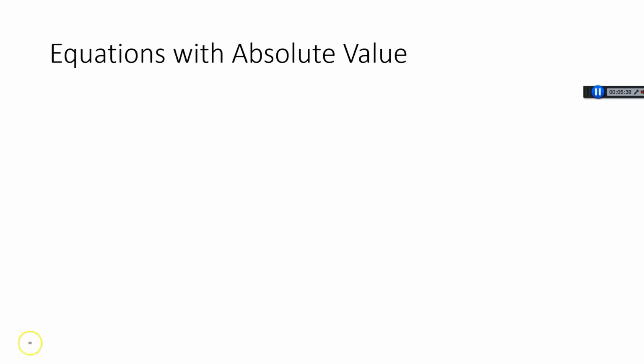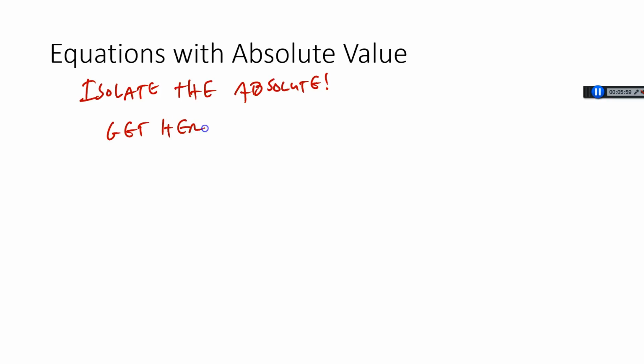All right. Let's try something a little bit more complicated. So equations with absolute value. So the key to this is what I'm going to call isolate the absolute value. So what I mean by that is the way that you solve an absolute value equation is you need to get to the point where you have absolute value of ax plus b is equal to c. If you can't get to this step, then it's going to be very difficult for you.